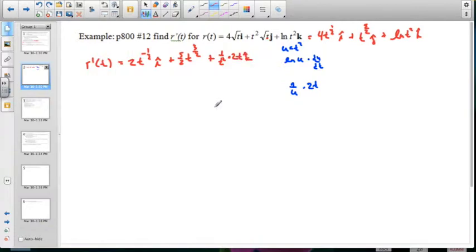So there's the derivative. We'll tidy that up and make it look a little nicer. That's 2 over the square root of t i plus, I don't think that can be tidied up at all, 5/2 t to the 3/2 j. Oh, I just noticed I forgot my j component right there. And then this can be tidied up a little bit. This would be 2 over t k. So there's the derivative of the vector valued function r of t.